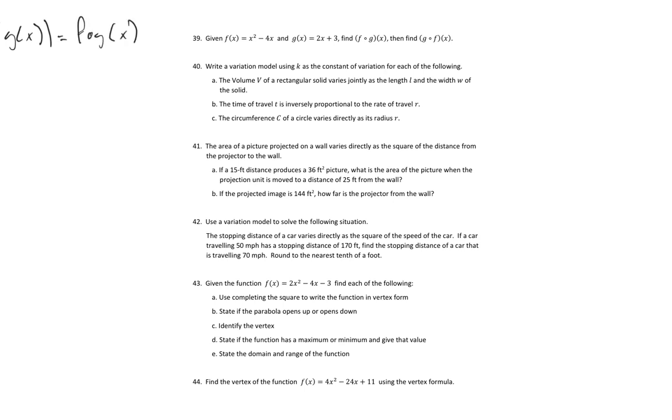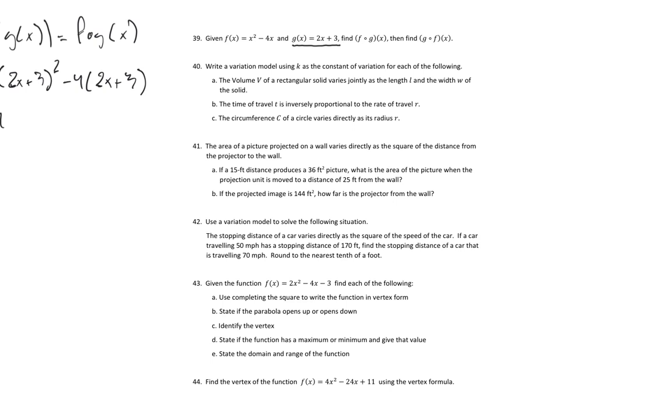Okay, well, let's do that. So we have f is x squared minus 4x. So we're going to take this g of x, this 2x plus 3, and plug that into f. So 2x plus 3 squared minus 4 times 2x plus 3. Excellent. Okay, so let's simplify it now.